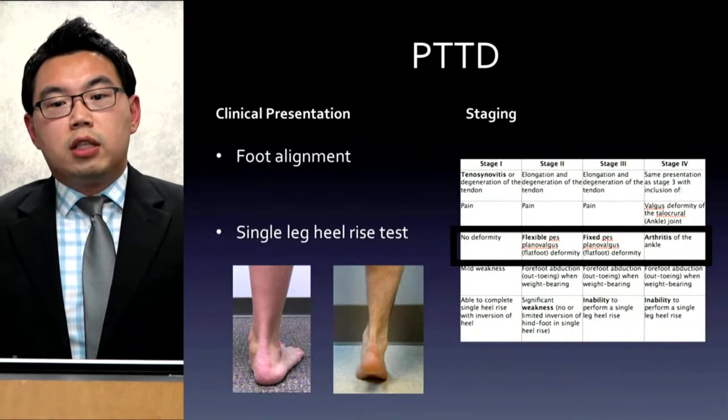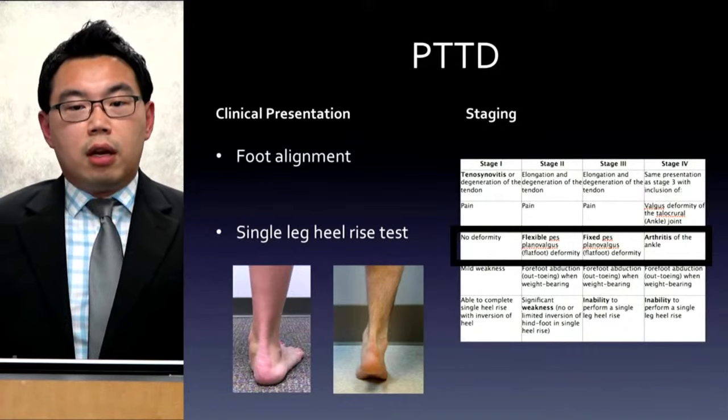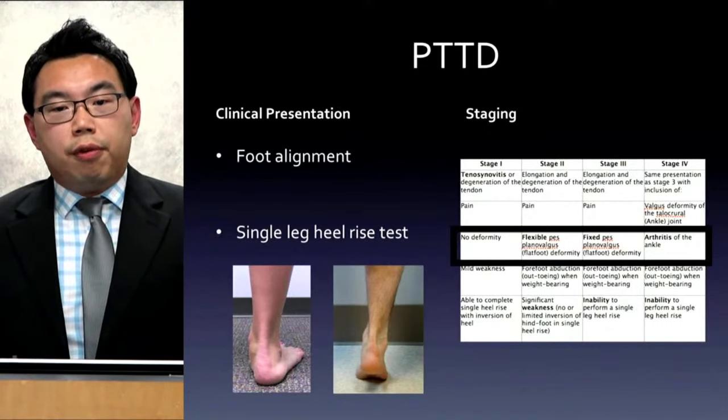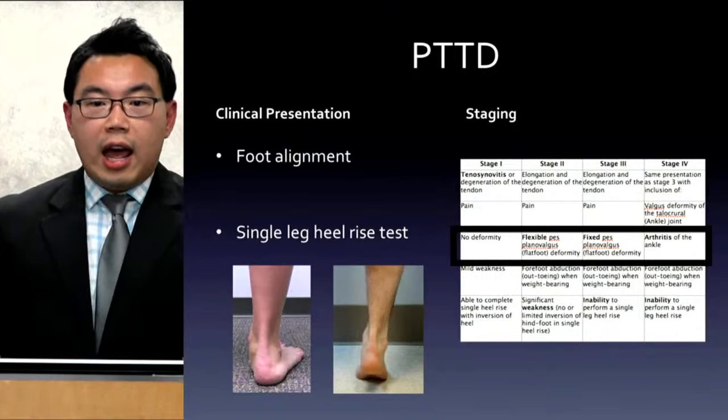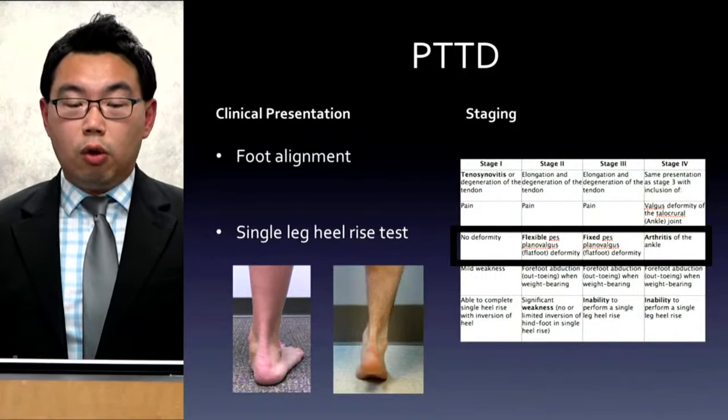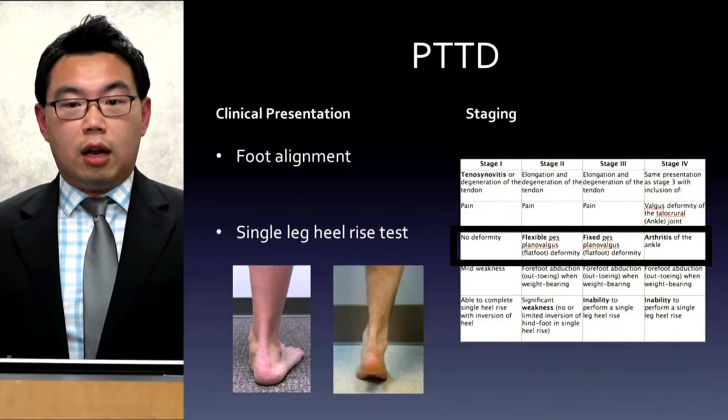In stage 2, basically means that you have a low deformity, meaning that the tendon is inflamed enough to lose its tension and gain laxity, meaning that you have a little bit of flat foot, which is a picture you see on the left.